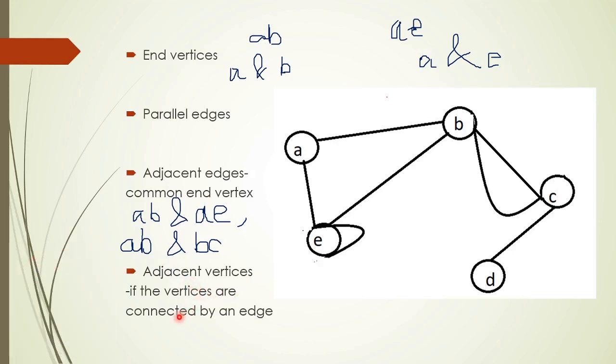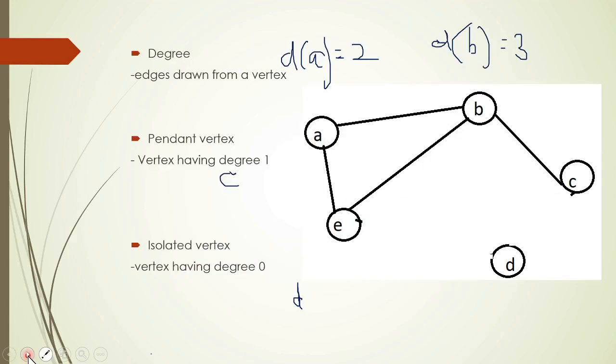Adjacent vertices. If the vertices are connected by an edge, I would call A and B adjacent vertices, as I have an edge connecting them. So A and B are adjacent vertices, A and E are adjacent, B and E are adjacent. So that is all about adjacent vertices.